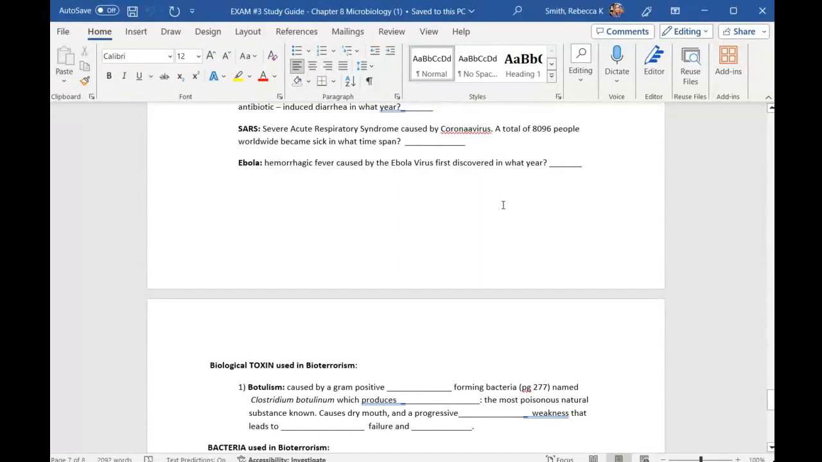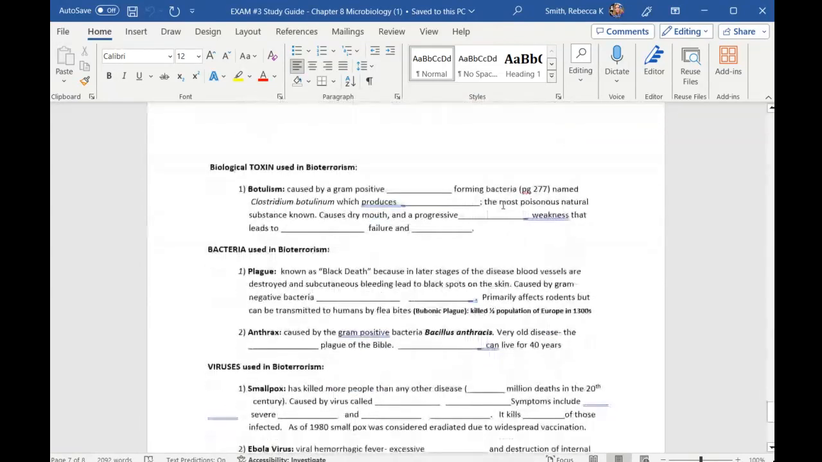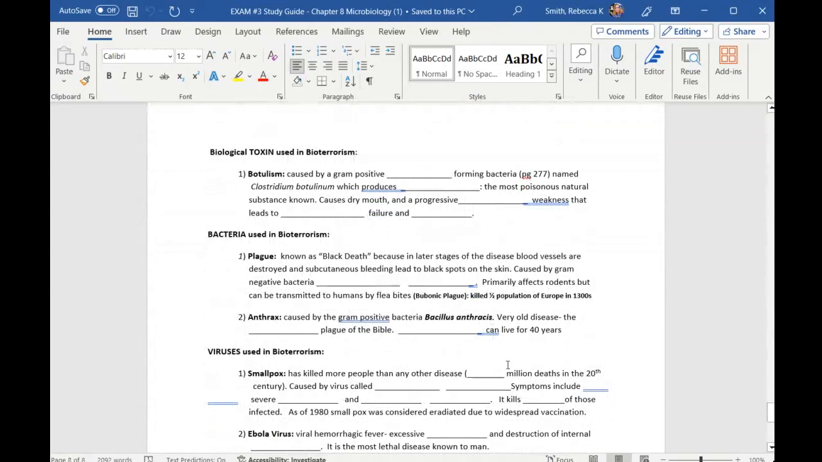That's what it said in the book. The survival rate of this is very low. If we had a global outbreak of this, it would be catastrophic. So they try to keep that one under wraps. Biological toxin used in bioterrorism.